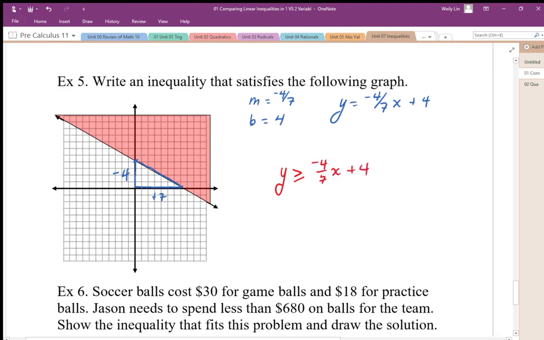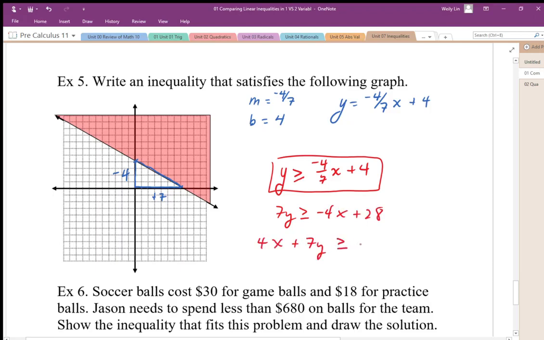Now if I want to convert this into the general form, I can always just get rid of the denominator, so I get 7y greater than or equal to 4x plus 28, and then we end up with 4x plus 7y is greater than or equal to 28. Okay, so as x and y get bigger, more positive in this direction, we're going to have our solution.